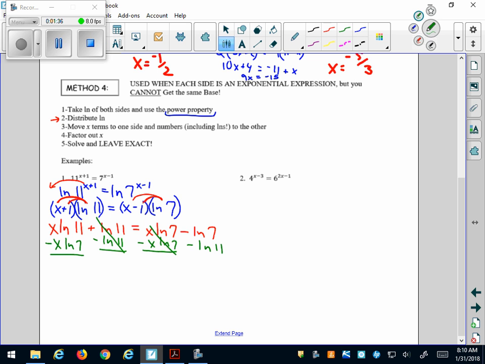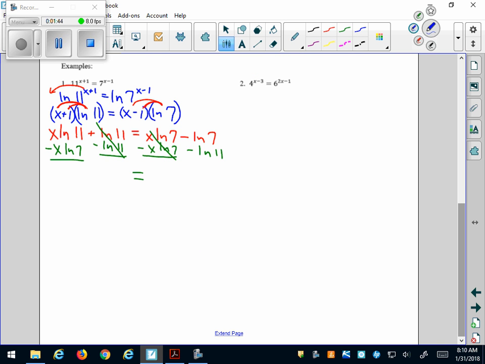So on the left-hand side, I'm going to have x ln 11 minus x ln 7. And there's no way to subtract that. Those are not like terms, so there's no way to really subtract that. And then on the right side, I'm going to have negative ln of 7 minus ln 11.